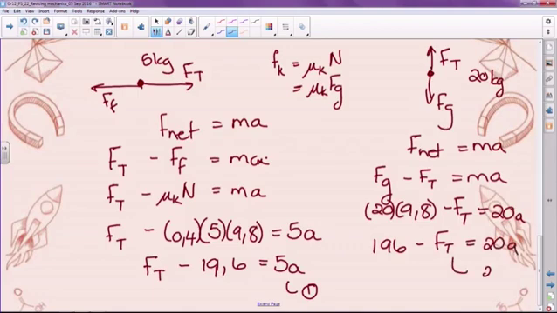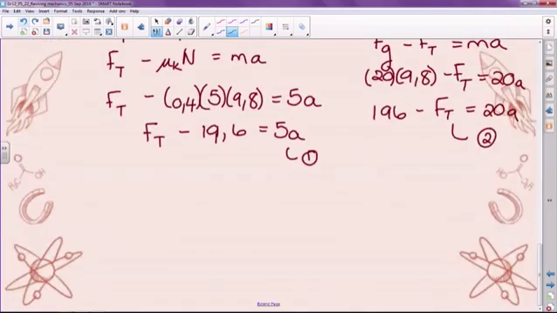Now, grade 12s, in terms of your science, you are done. That is the science. Out of the 5 marks, 3 to 4 marks are here. Lots of little bits and pieces, but it's all here. The next mark is being able to solve for a. How you do this is up to you.